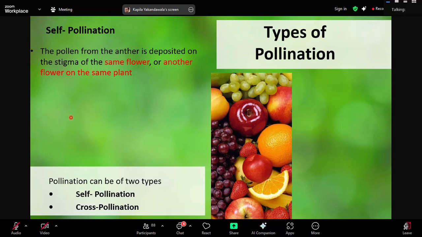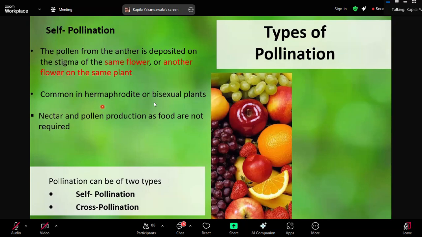It is common in bisexual flowers. So nectar and pollen production are not very much required in these plants. Why do plants produce nectar and pollen? More nectar and more pollen to attract insects. So this is not that much required.